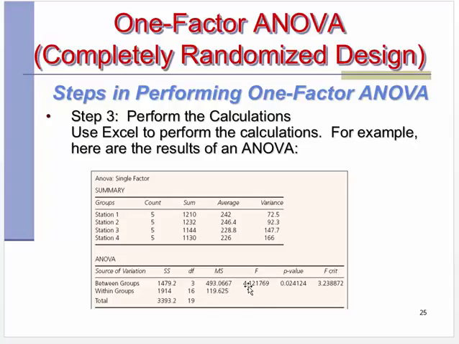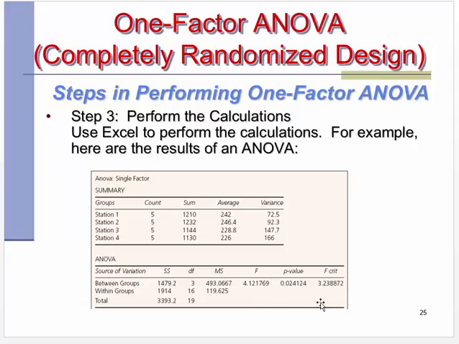And how do you get the F statistic? Using MSA 493 divided by 119 will give you 4.121769. Okay, and the F critical is what we already know from the table. F critical at 5% is 3.2388. Since your calculated F statistic 4.12 is larger than F critical, we can reject the null.